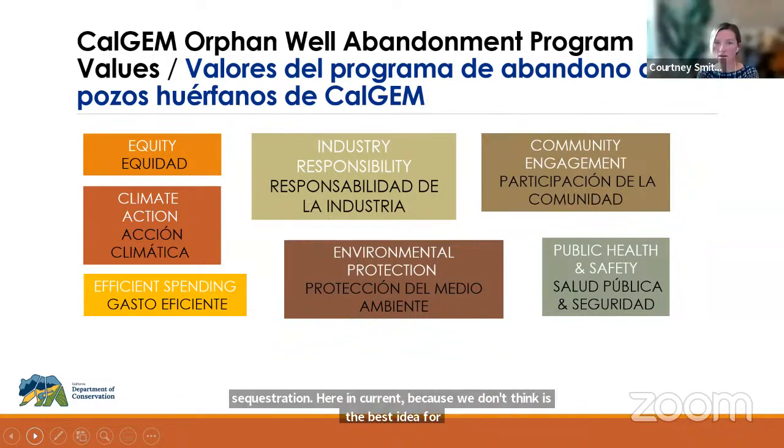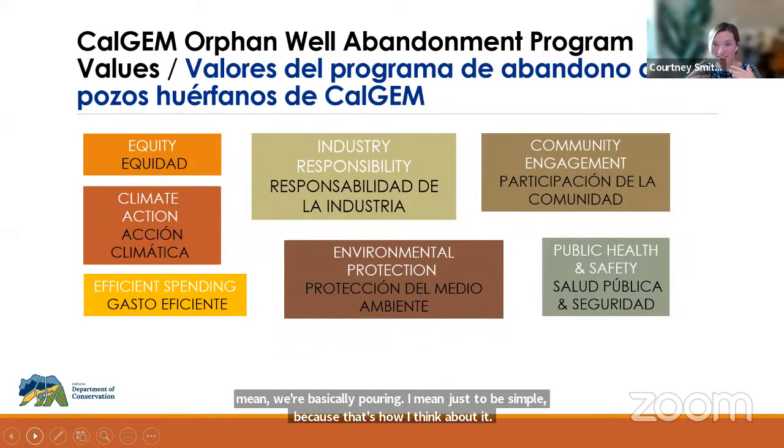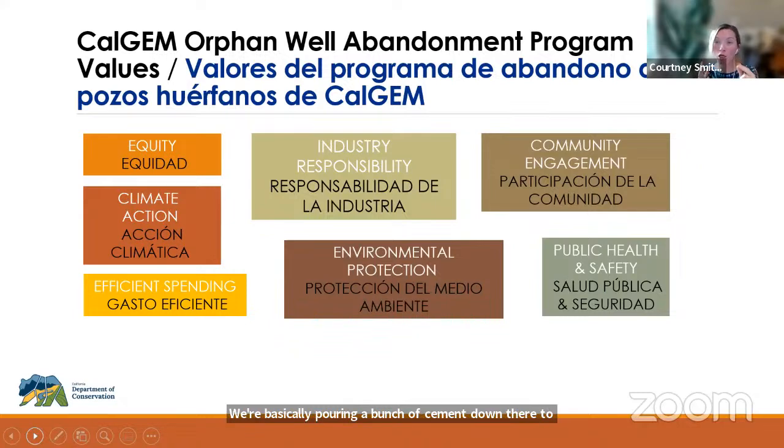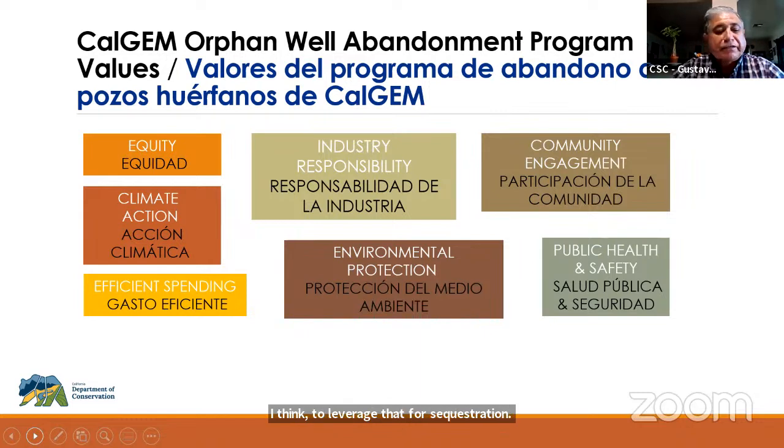I see. Yeah, this money doesn't support that. To be simple, because that's how I think about it, we're basically pouring a bunch of cement down there to seal it permanently. That's really hard to undo and use for something else like sequestration. So we're using state money to permanently seal these wells so that they're not leaking. We think it's a good thing, and like I said, it would be really challenging to leverage that for sequestration. Yeah, if it's to protect us and not incentivize more pollution, I think we are for it.